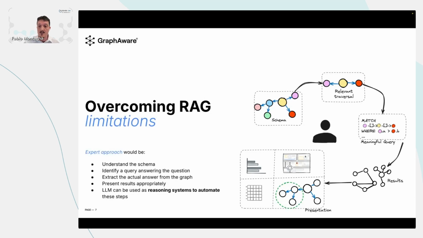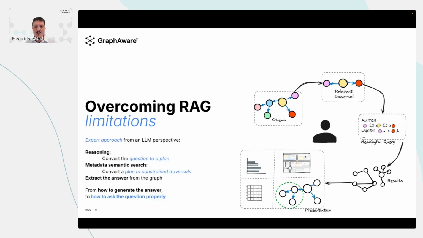Okay, so then when you've got your results, your nodes and relationships, you decide how to present them. You can present it like a graph or a chart or using a map, a table, whatever you say fits, depending on the question that they give you. So that's what an expert will do roughly. So let's see this approach from an LLM perspective. Let's try to see if we can automate this process.